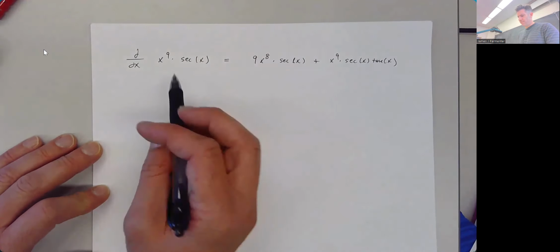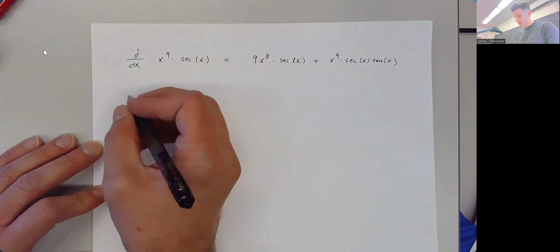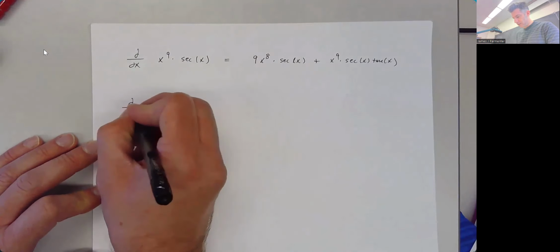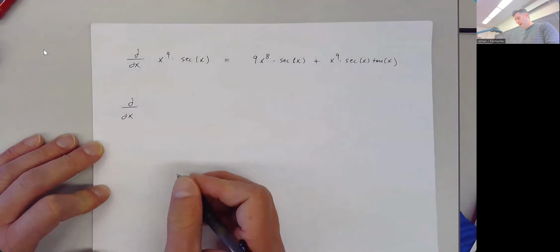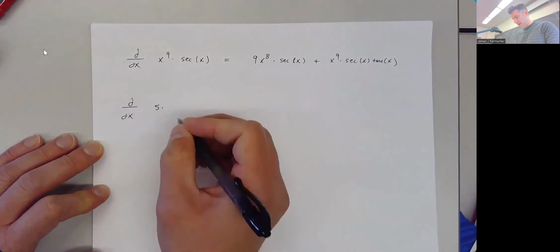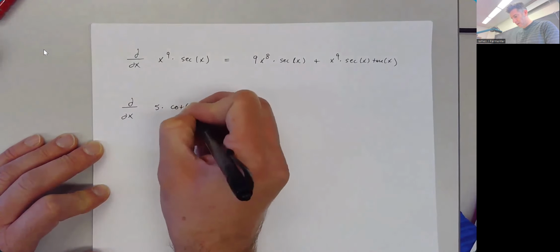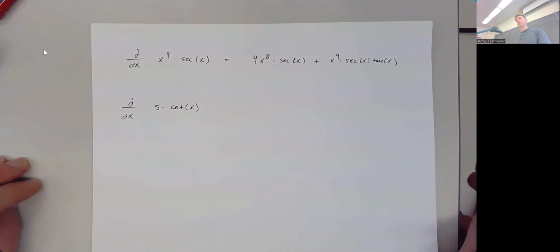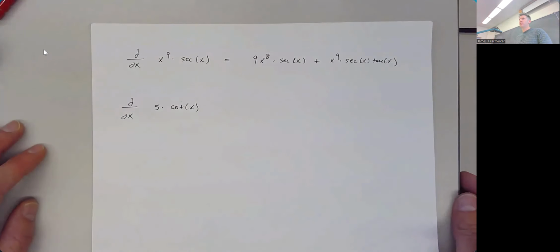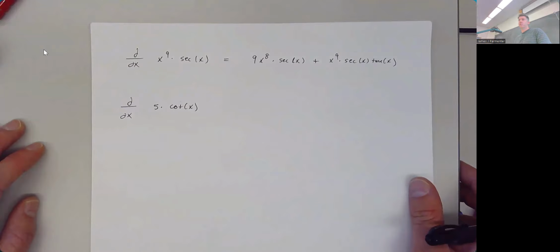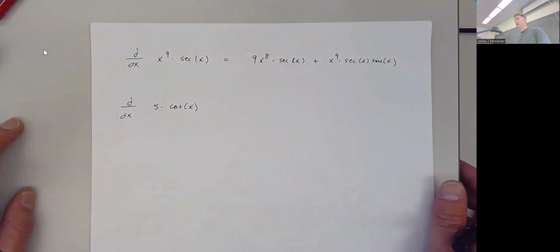There's something here I wanted to say. Let's look at these two specific questions. What if I want to find the derivative of 5 times cotangent of x? Can I use the product rule here? I mean, sure, I have a product. But here's what I want you to see.